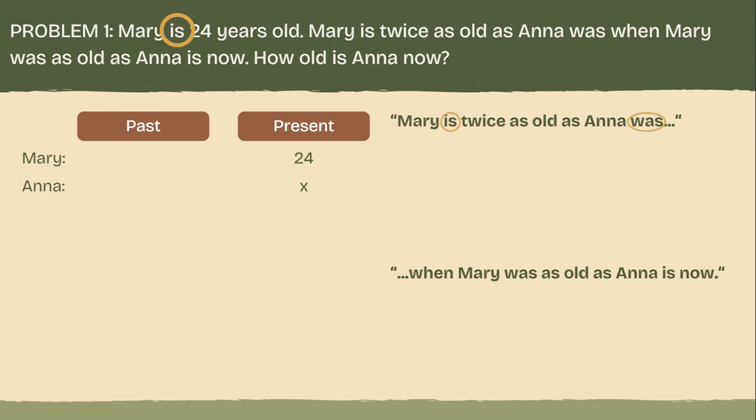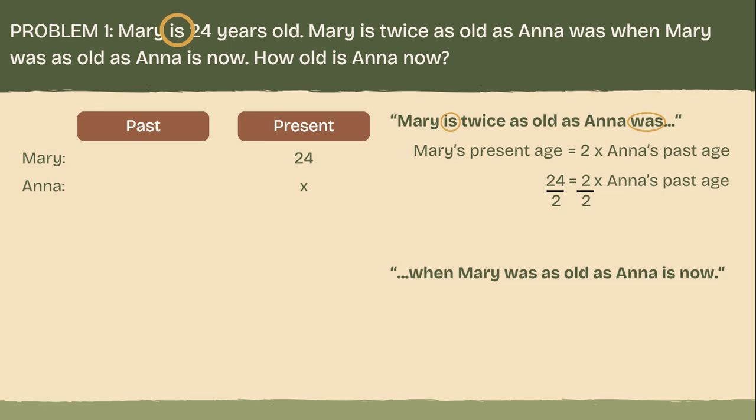Mary is twice as old as Anna was, which means Mary's present age is twice Anna's age at some time in the past. Since Mary's present age is 24, we can write the equation 24 equals 2 times Anna's past age. Dividing both sides by 2, we get that Anna's age in the past was 12 years. We place 12 in the past column for Anna. Let's move to the second part of the sentence.